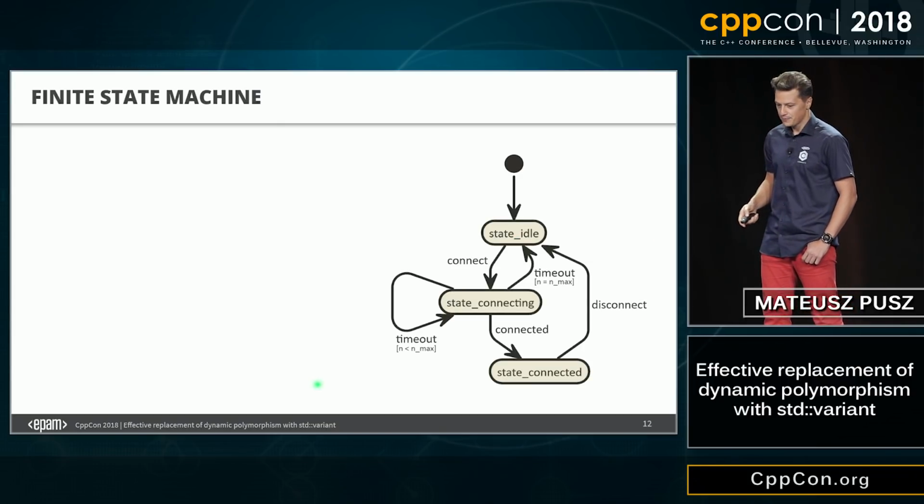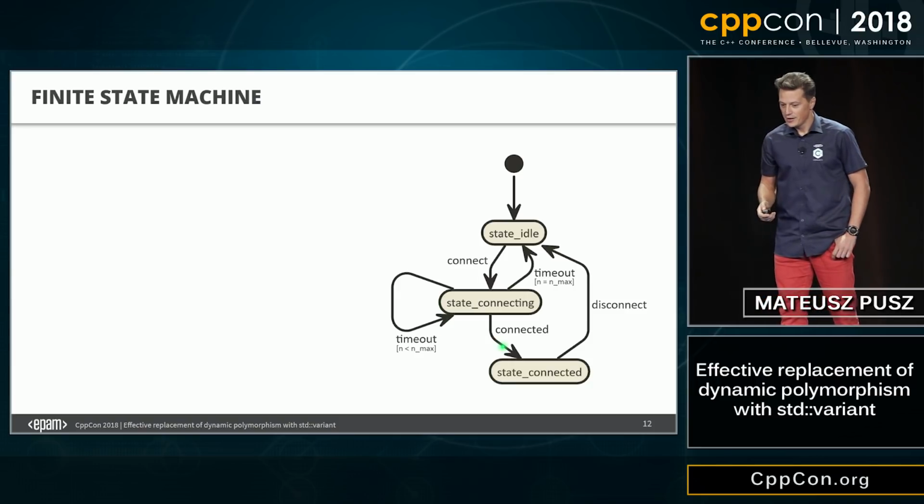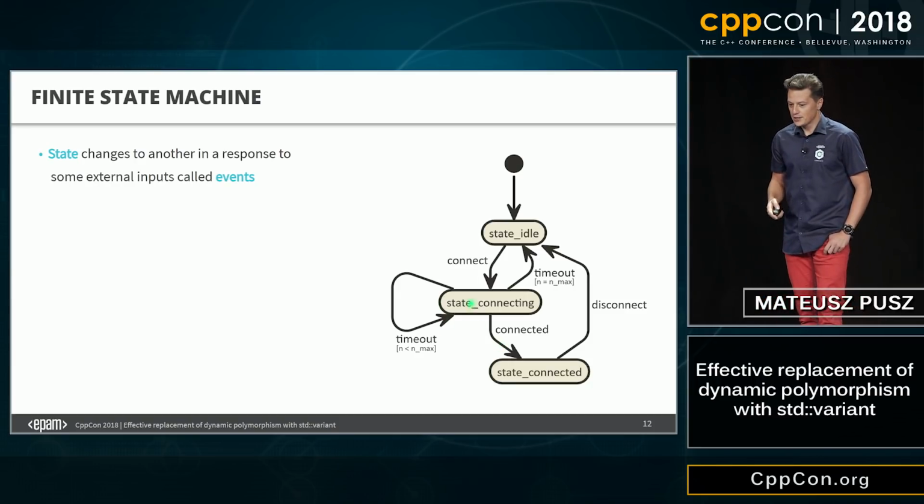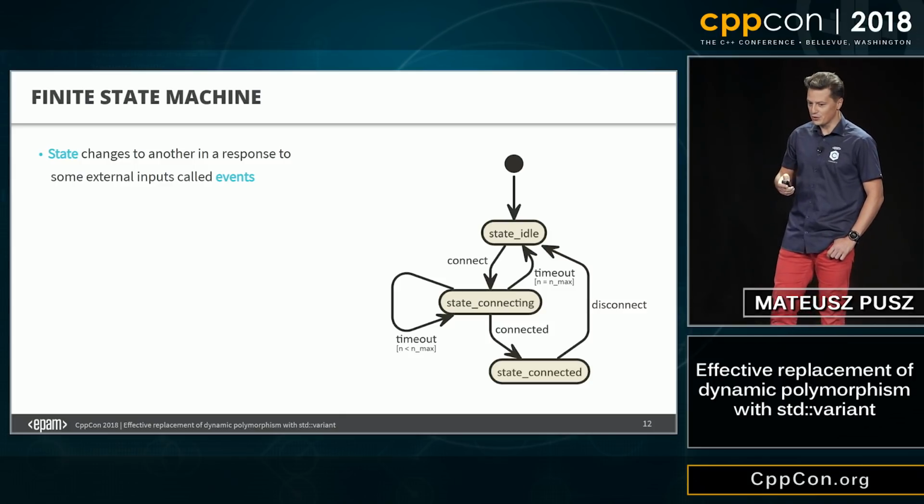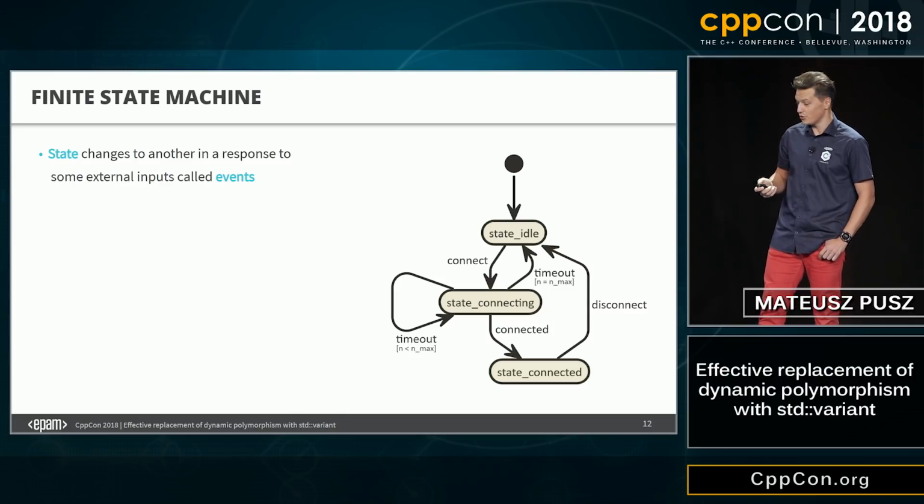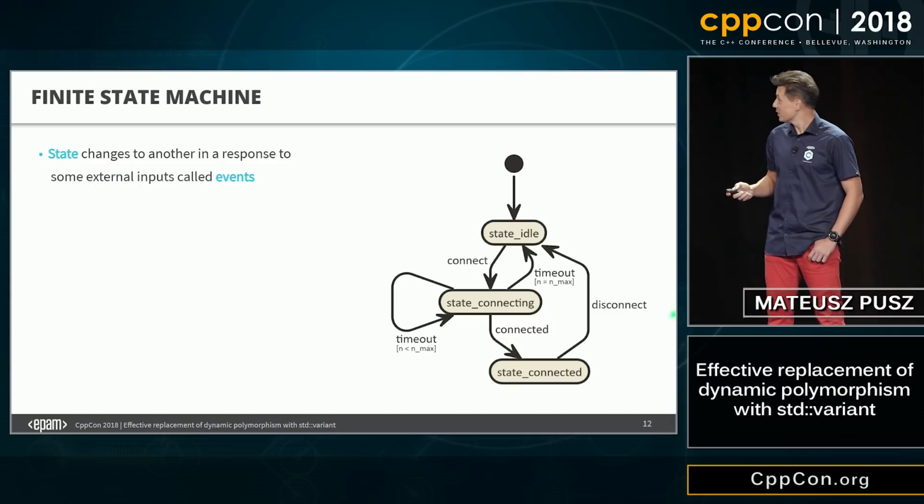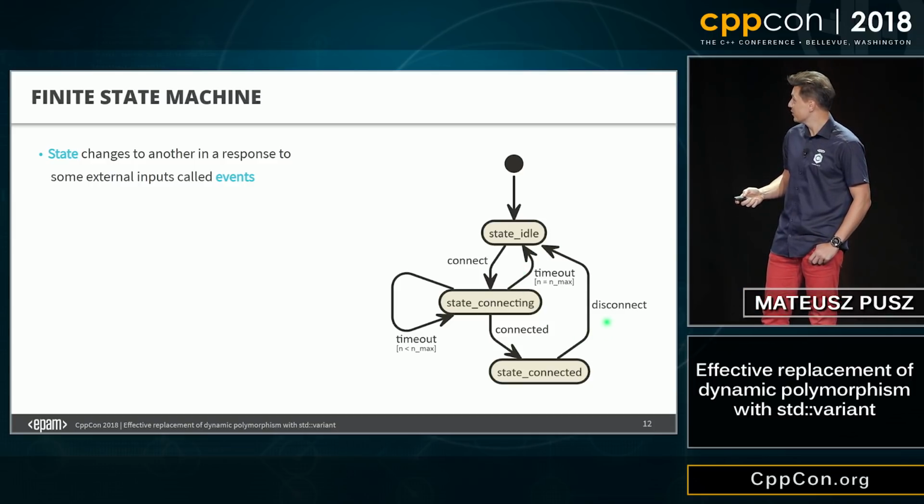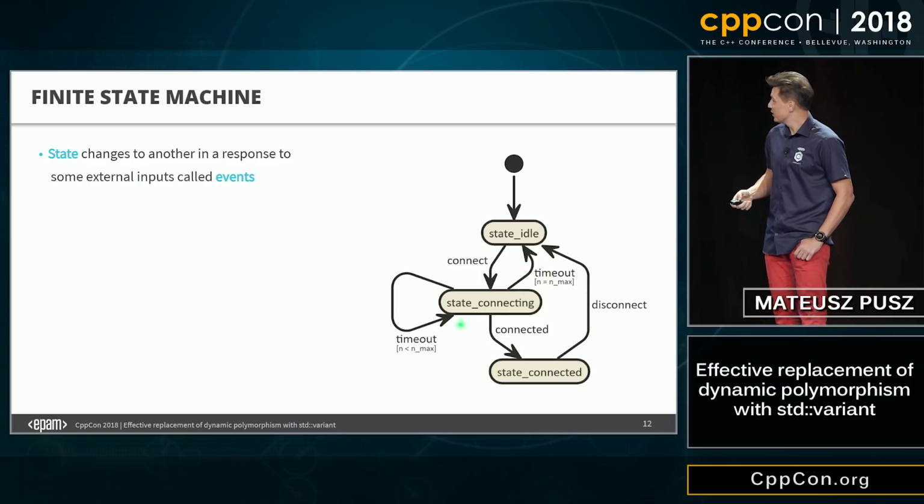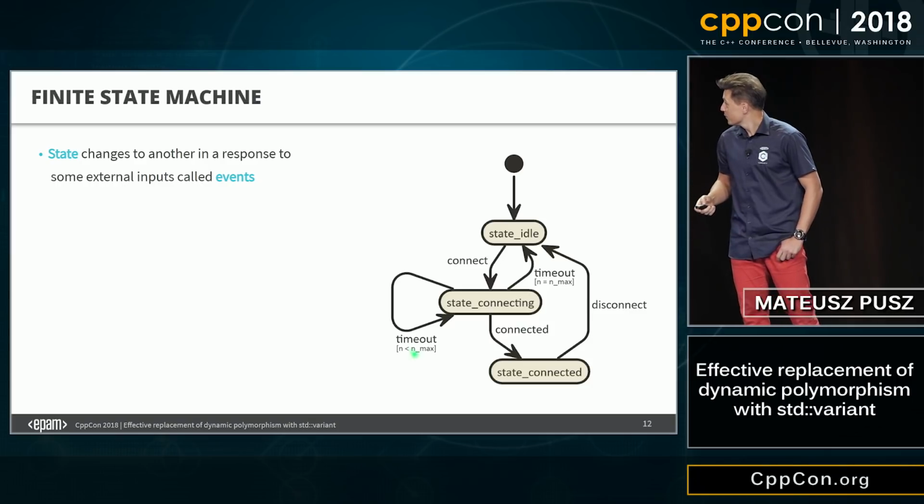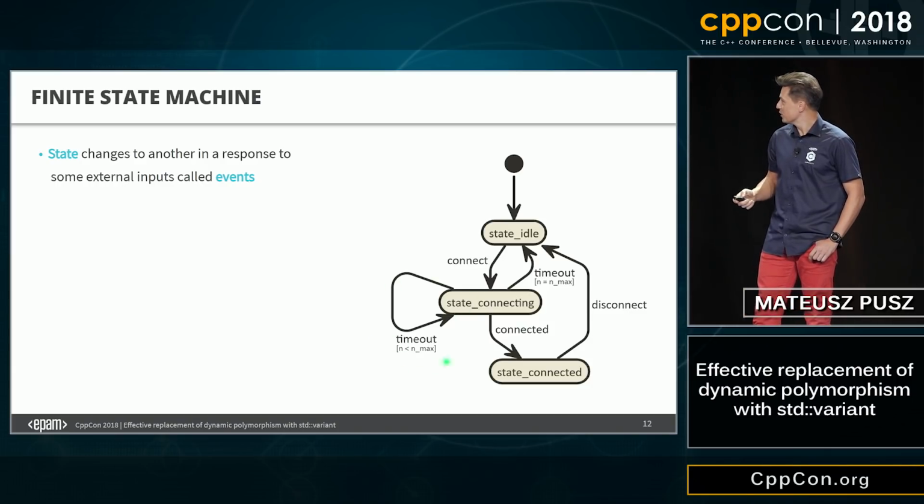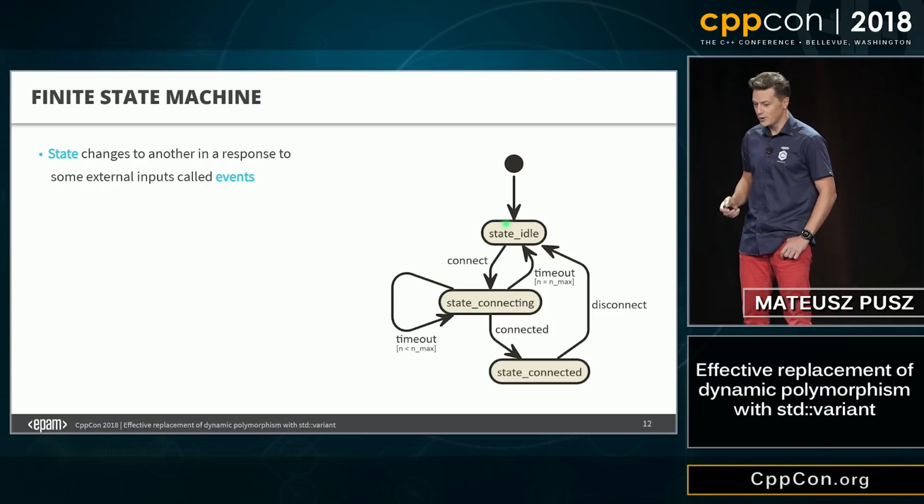We have three states: idle, connecting, connected. States are changed in the finite state machine based on the inputs they receive. Those inputs are called events. We have events like connect, connected, disconnect, and timeout. You can see that the timeout for the state depends on some predicate that determines if you are still doing the reconnect or going back to idle.